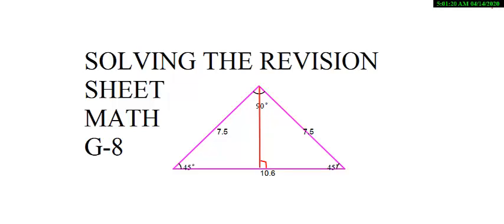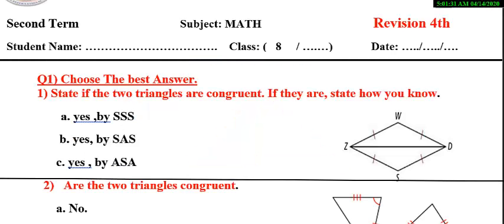We need to go through the revision sheet question by question to make it easy for you, and we are going to illustrate the procedures to make it understood. So I have to go to the revision sheet. The first question on the revision sheet states: choose the best answer. State if the two triangles are congruent. If they are, state how you know.